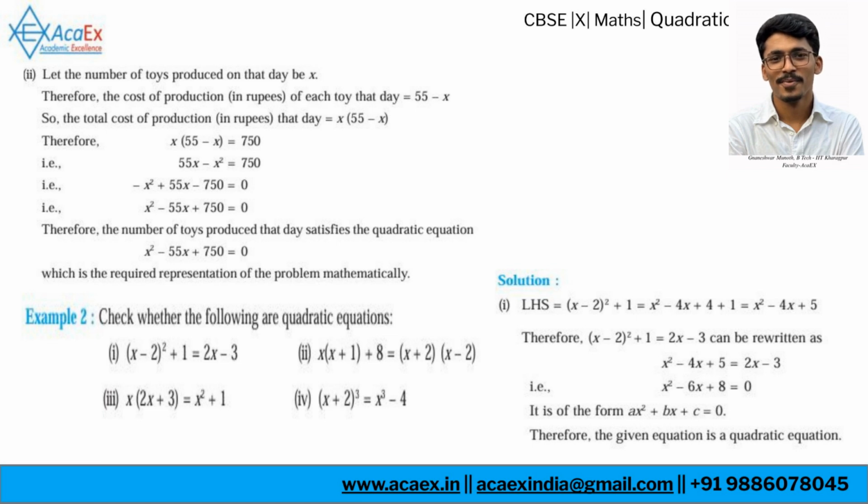Example 2. Check whether the following are quadratic equations. First: (x minus 2) squared plus 1 equals 2x minus 3. Solution. Expanding the left side gives x squared minus 4x plus 5. The full equation becomes x squared minus 6x plus 8 equals 0. This is in the form ax squared plus bx plus c equals 0, so it is a quadratic equation. Next: x(x plus 1) plus 8 equals (x plus 2)(x minus 2); x(2x plus 3) equals x squared plus 1; and (x plus 2) cubed equals x cubed minus 4.